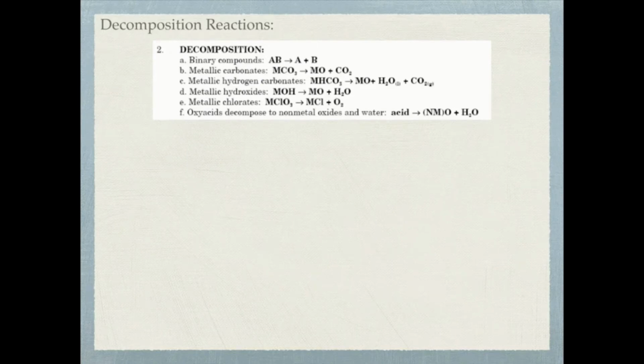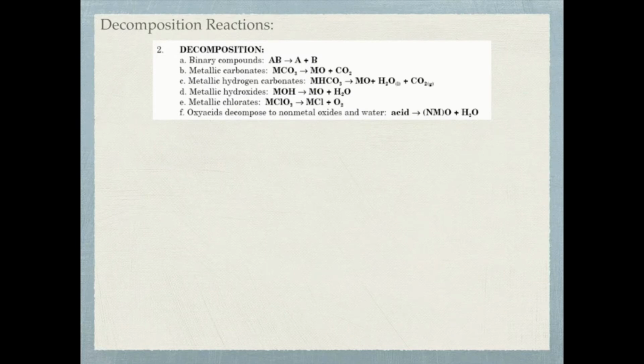For 2A, you've got a compound breaking apart into its elements. So that's identical to what we looked at for synthesis, except it's the exact opposite. For B, you've got a metal with carbonate, so that could be Na2CO3, MgCO3, and it's going to break apart into a metal oxide and carbon dioxide. For 2C, you've got a metal with HCO3, bicarbonate, and it's going to break apart into a metal oxide with water and carbon dioxide.